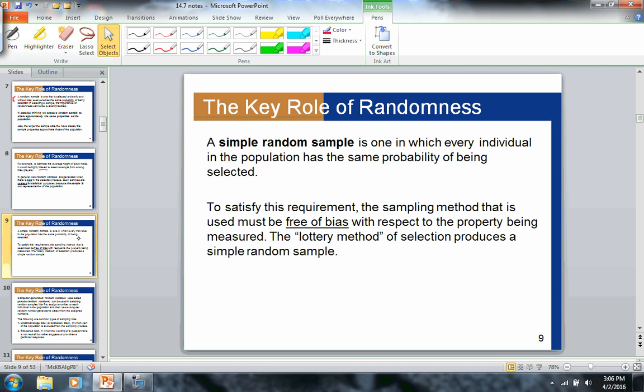Now, a simple random sample is one in which every individual in the population has the same probability of being selected. So that's what it means to be truly random. And to satisfy this requirement, the sampling method that is used must be free of bias with respect to the property being measured. A lottery method of selection produces this simple random sample.